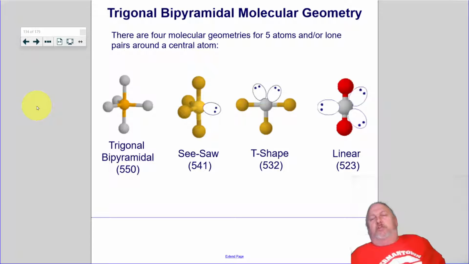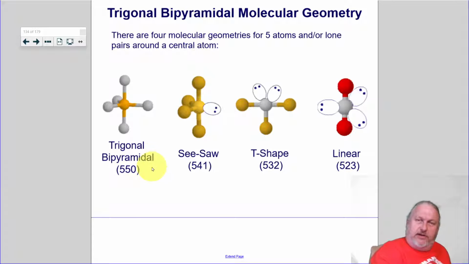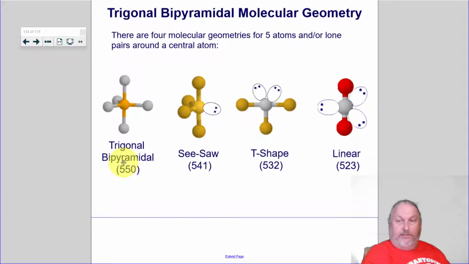So, we also have trigonal bipyramidal electron geometry. There's four different molecular geometries if we have five atoms or lone pairs around the central atom. So, if we have five bonded pairs, we've got trigonal bipyramidal. If we have one lone pair and four bonded pairs, we have what we call seesaw. And we'll throw some shapes and see them in class. Or if we have two lone pairs and three bonded pairs, we have what we call T-shaped. Those are going to be 90 degrees and 180 degrees.